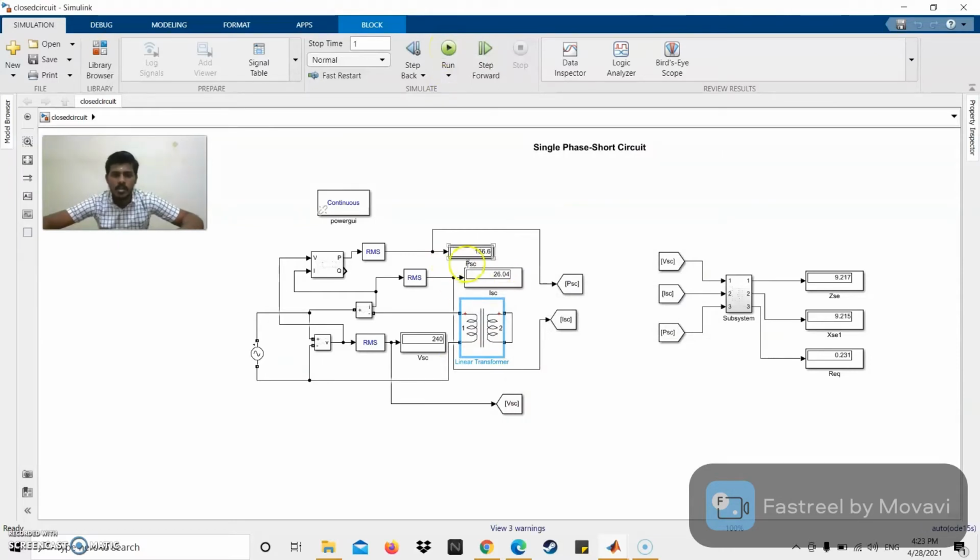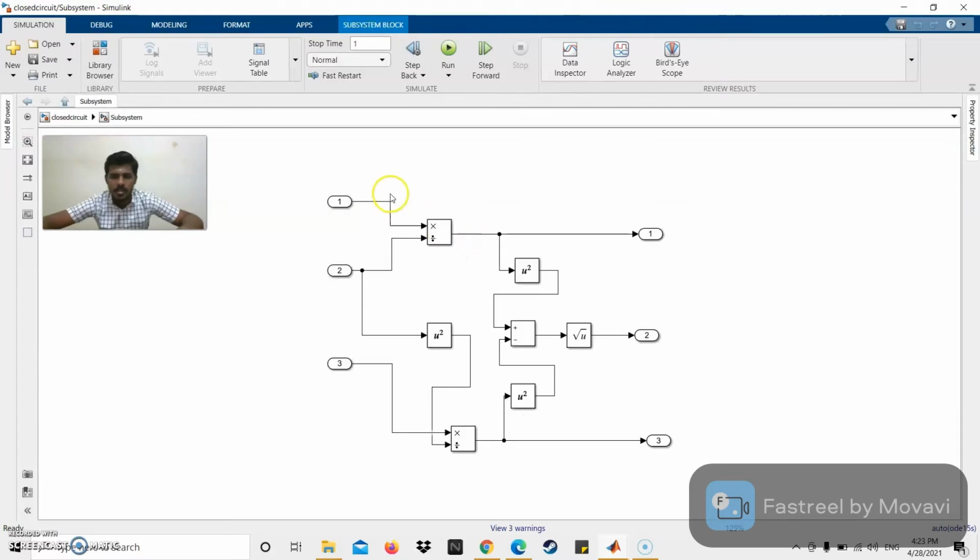So here is the result for the short circuit: power, current, and then voltage 240 volt. At this side it is represented as ZSC, XC, and then R equivalent for the short circuit. Inside the subsystem, the same mathematical blocks are included.